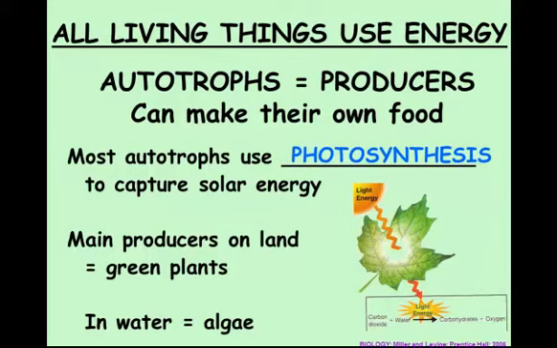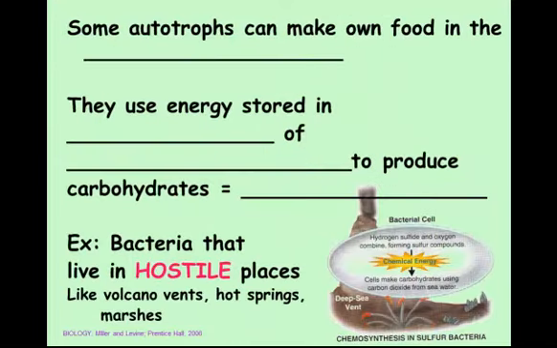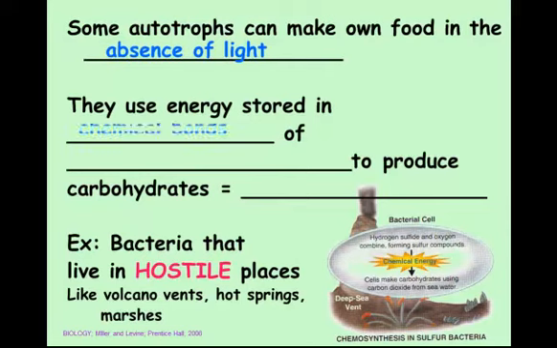But not all autotrophs, not all producers, use photosynthesis to make food. Some kinds of autotrophs can make their own food without light, in the absence of light. And so they're not doing photosynthesis. They're making food in a little different way. These kinds of organisms use energy that's stored in molecules, in chemical bonds. Remember we talked about how making a chemical bond can store energy, like when we talked about ATP, releasing the P, breaking that bond releases energy.